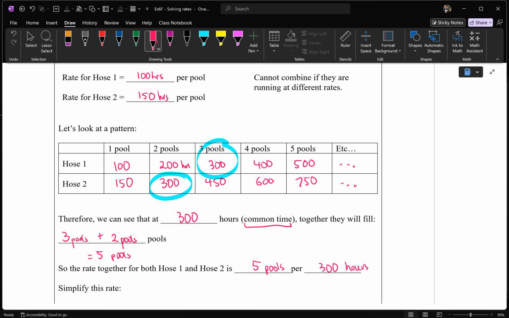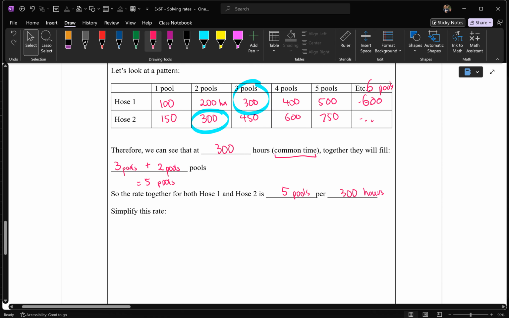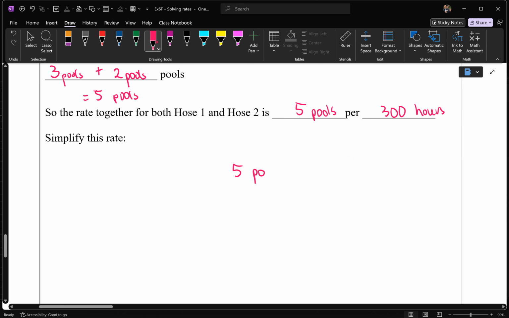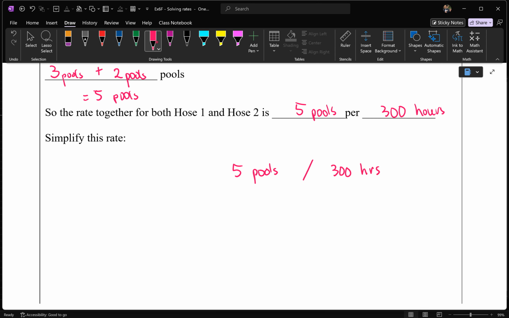If this was 6 pools, it would have been 600 hours for hose 1, and you can see 600 and 600 again. So for every 300 hours, they're going to have a common amount that we can work with. Together, both hoses fill 5 pools per 300 hours. The rate is usually in terms of per hour, so how do you go from 300 down to 1? We divide by 300, but whatever you do to one side of the rate, you have to do the same to the other side as well.